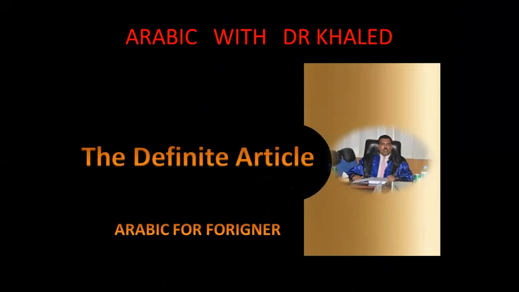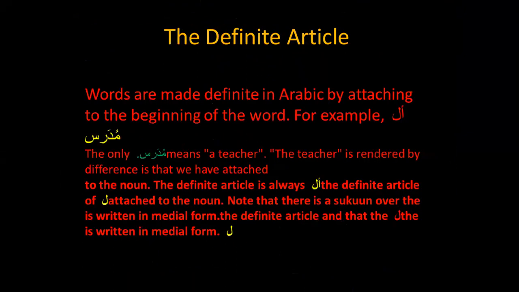Now listen to the definite article. Words are made definite in Arabic by attaching al to the beginning of the word. For example, al-mudarrisu. Mudarris means a teacher.